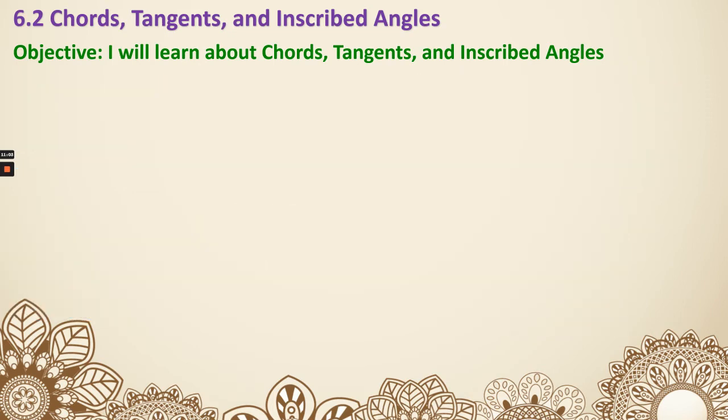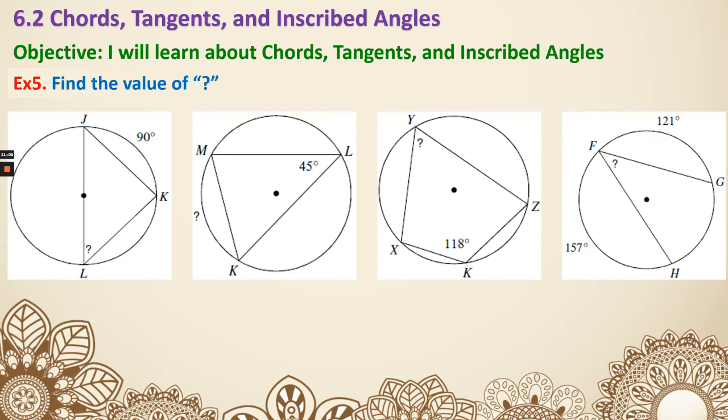Let's use it for some questions. Find the value of question mark. So that part is 90 degrees, and you see a diameter going through the center, which for sure means both sides are going to be 180 degrees. So when you try to find the value of question mark, it is facing 90 degrees right here, because that is the inscribed angle, and you are going to use half of it. So question mark is going to be 45 degrees.